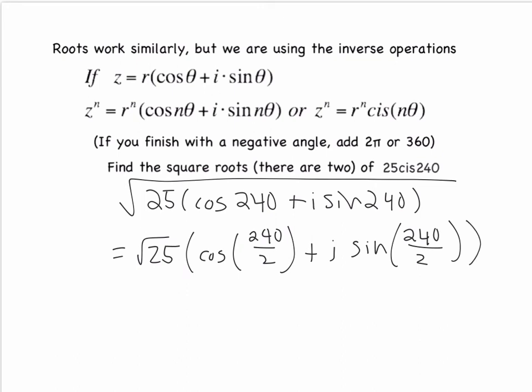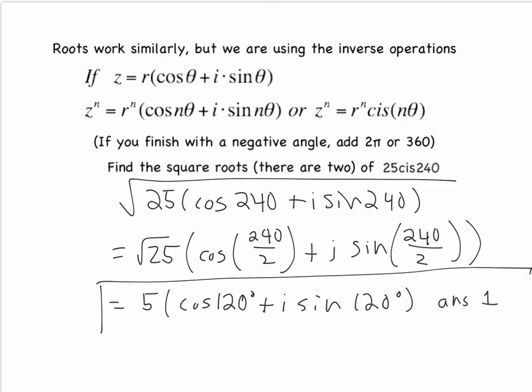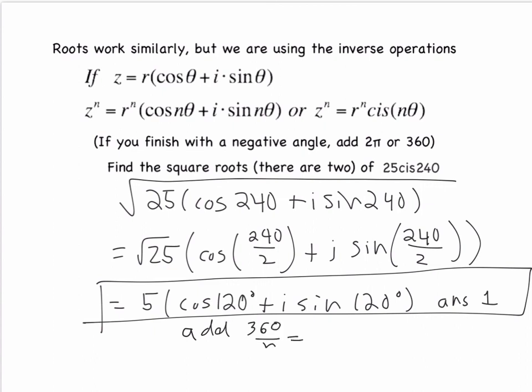And then time for some simplifying. The square root of 25 is 5. And then I'll have the cosine of 120 degrees plus i times the sine of 120 degrees. And that's answer 1. To get my other answer, I'm going to add 360 divided by n again, which is again 180. In fact, anytime you're going to do a square root, which is predominantly what we're going to see, you would have to add 180 to your first answer to get the second answer.